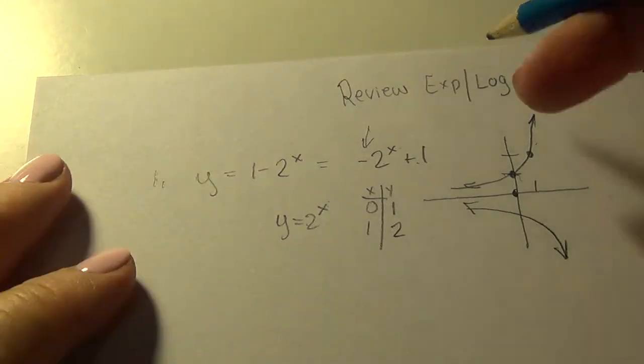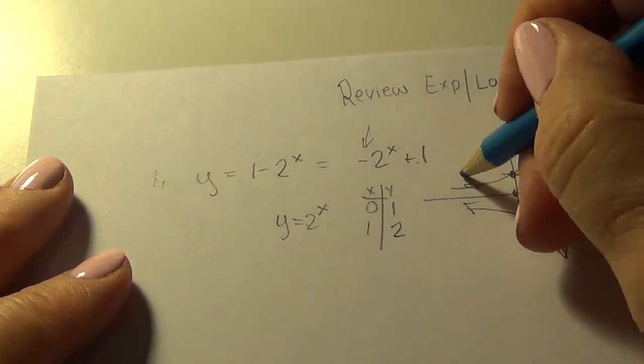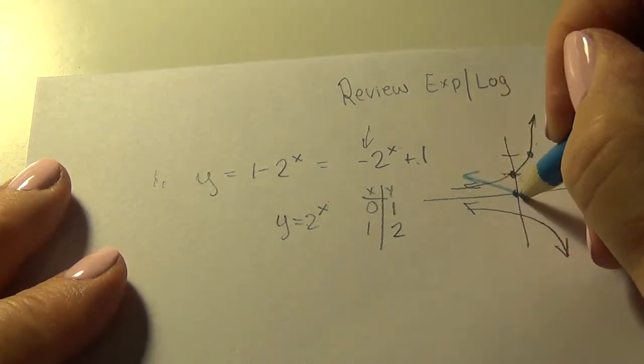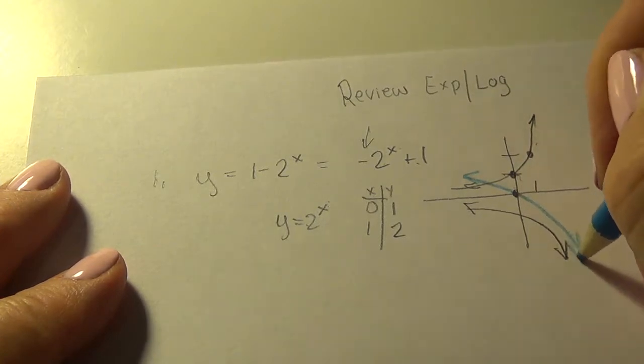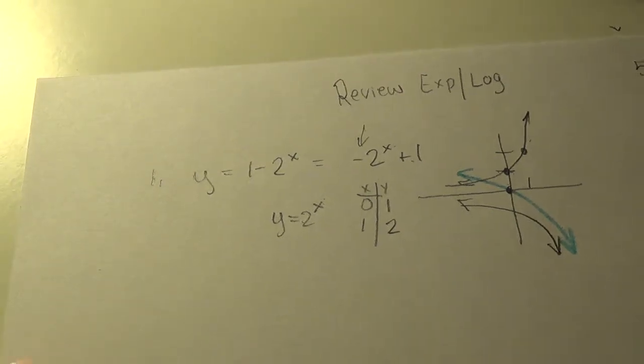So we're going to take this graph and move it up 1. So it'll end up this blue guy. All right, so that's the graph of 1 minus 2 to the x, graphing it with transformations like that.